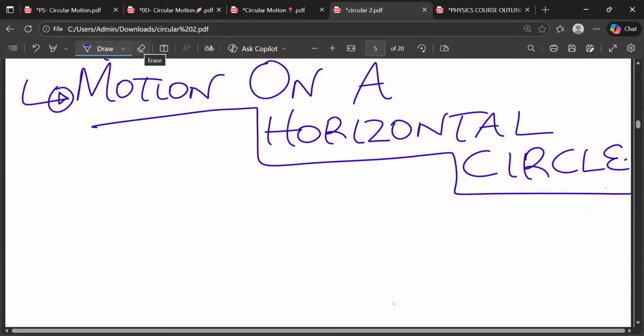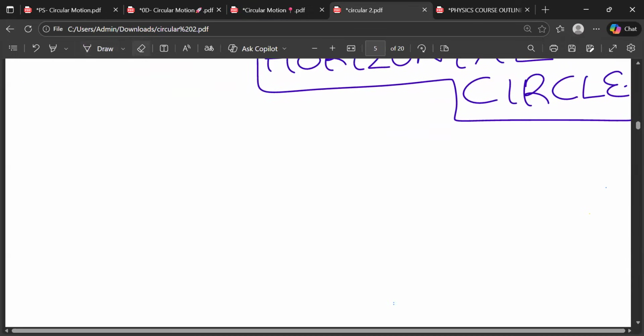So you all know we talked of our circular path, of a constant acceleration with its magnitude. Now, there are things you're supposed to understand. Let me first draw some diagram here.